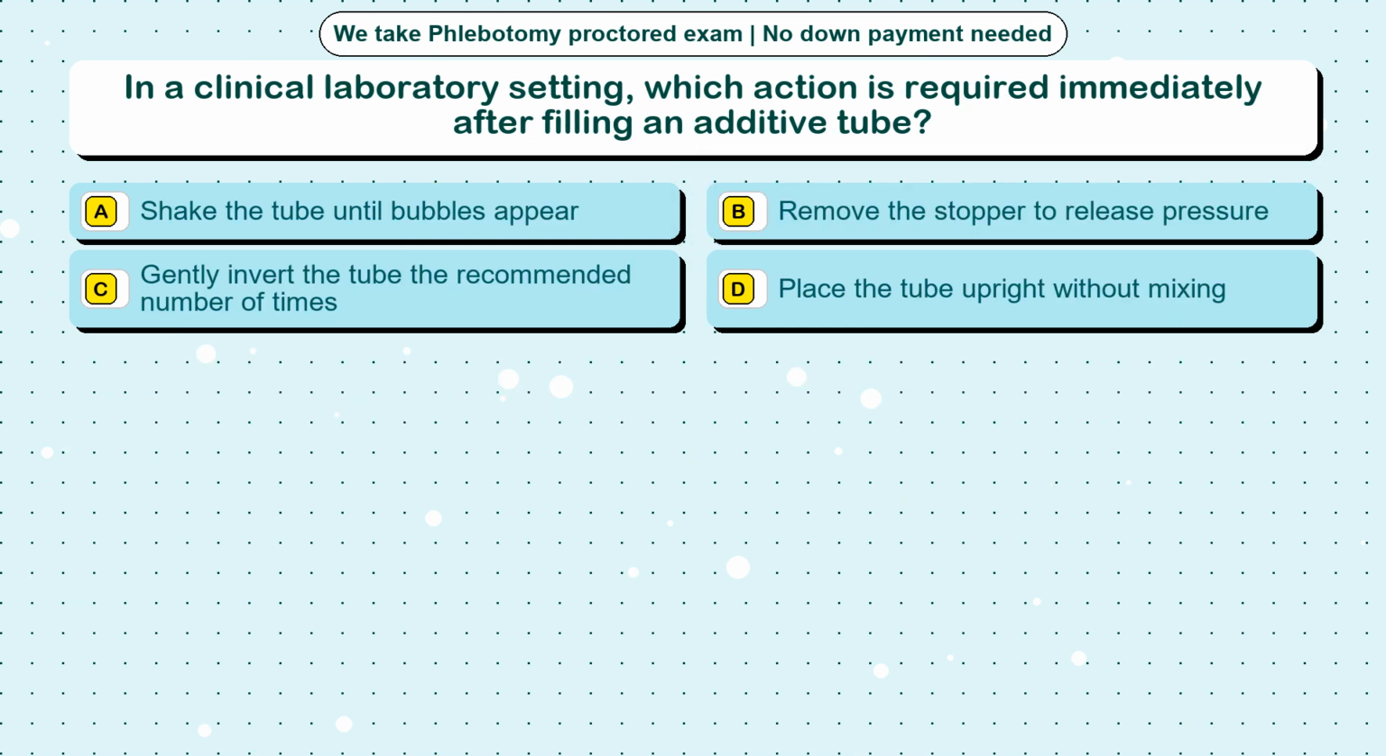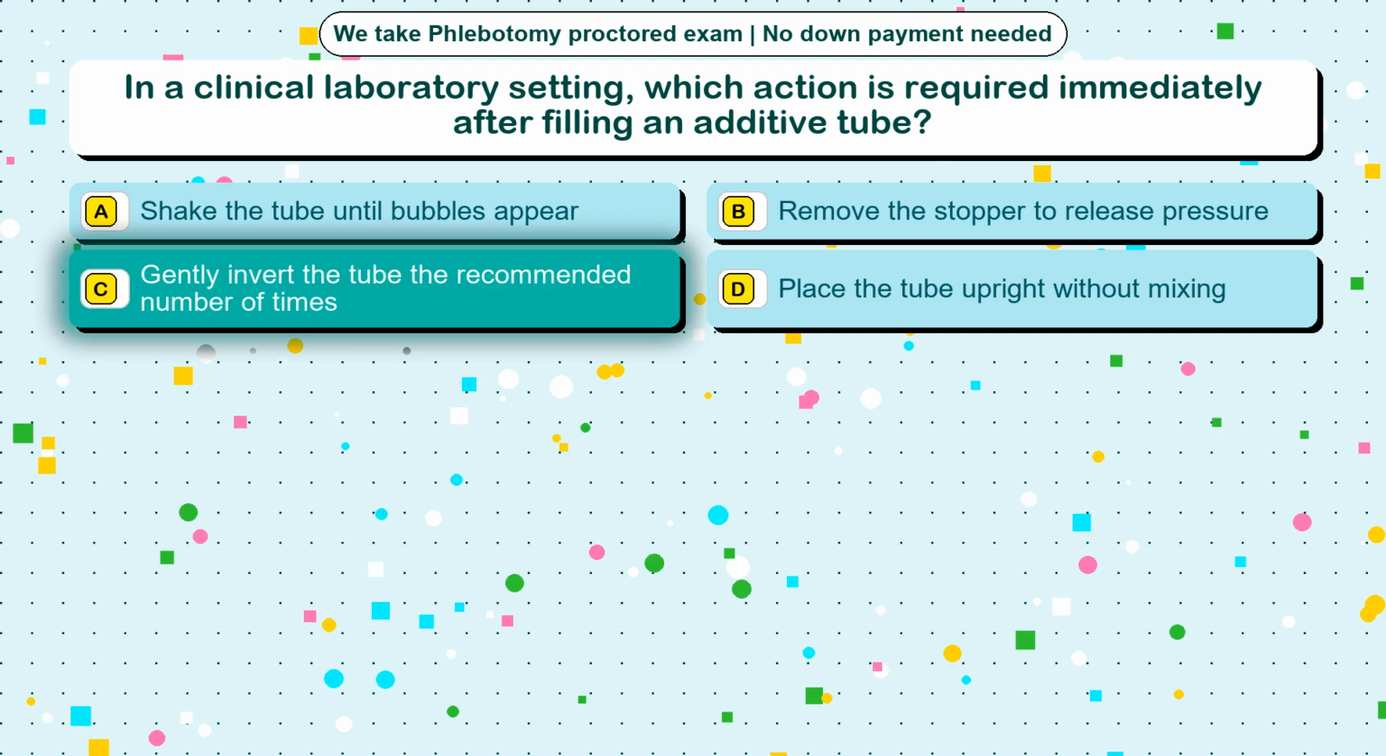Question 78. In a clinical laboratory setting, which action is required immediately after filling an additive tube? Option A. Shake the tube until bubbles appear. Option B. Remove the stopper to release pressure. Option C. Gently invert the tube the recommended number of times. Option D. Place the tube upright without mixing.